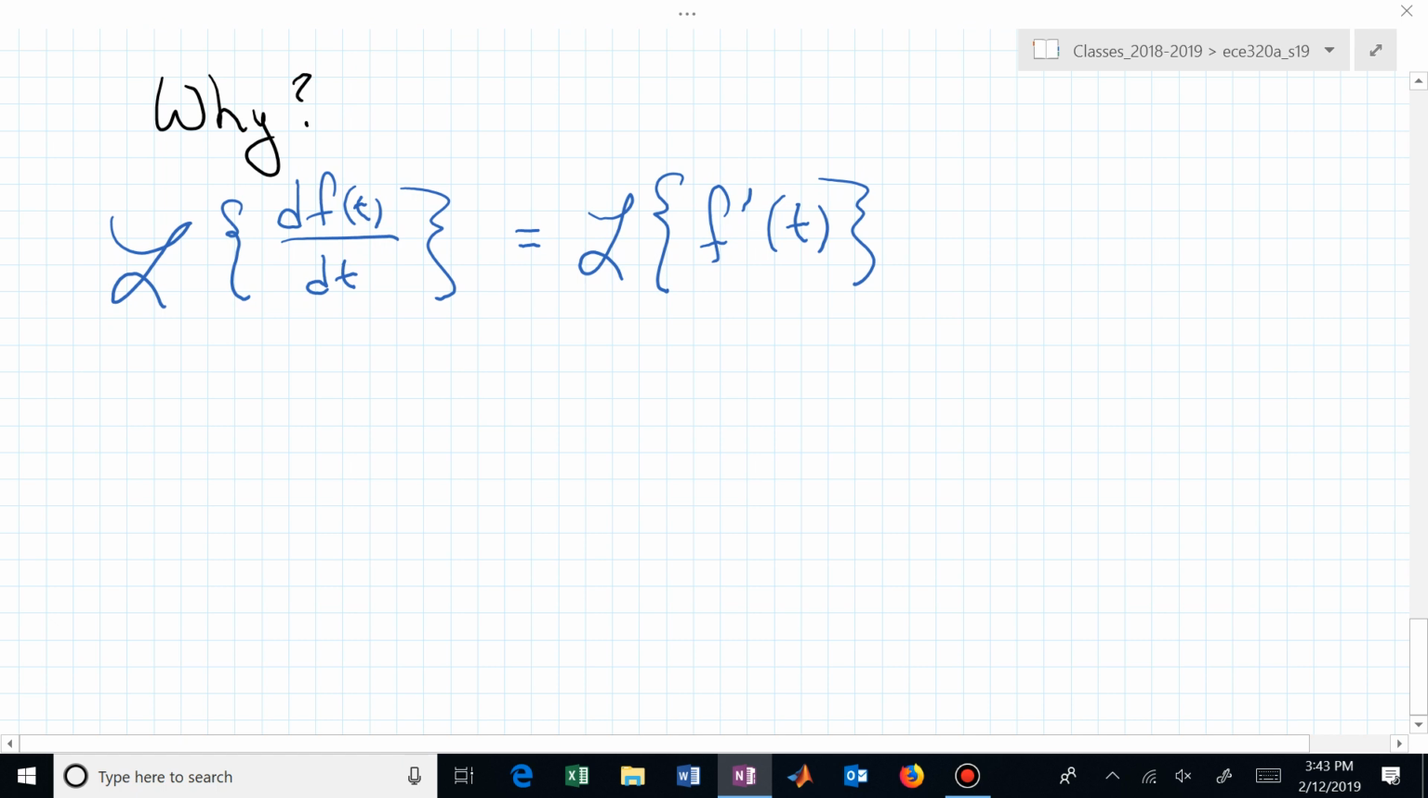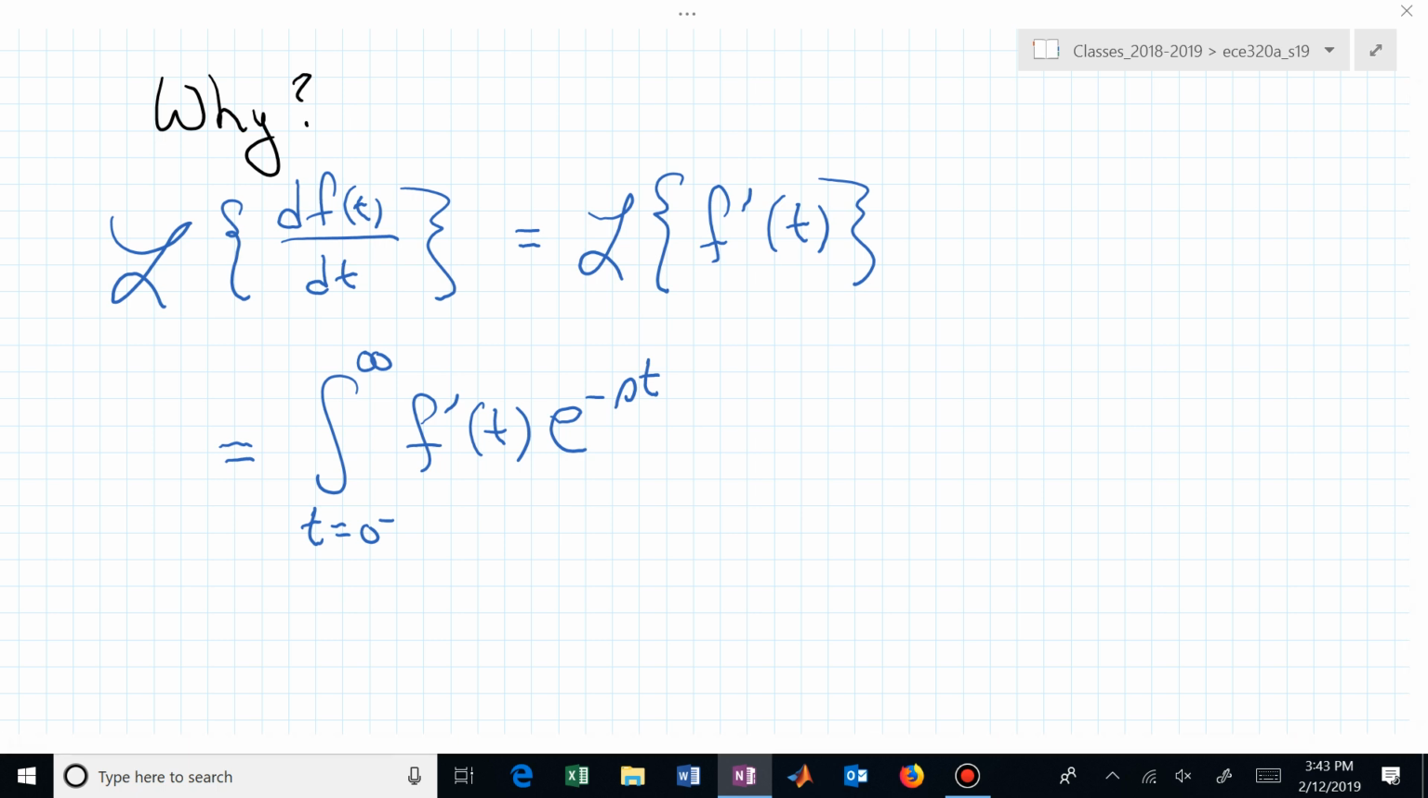If this is what we're doing the Laplace transform of, we can simply use that waveform in the definition of our Laplace transform formula. And the definition said that this equals the integral from t equals 0 minus up to infinity of the waveform itself, which in this case is the first derivative of f with respect to time. We weight that by this kernel, e to the minus st, this complex exponential, and we integrate with respect to time.